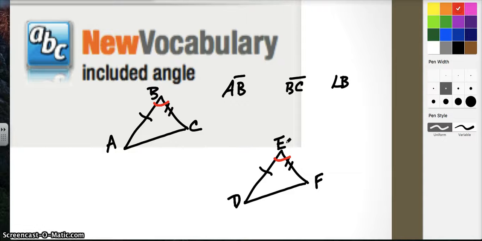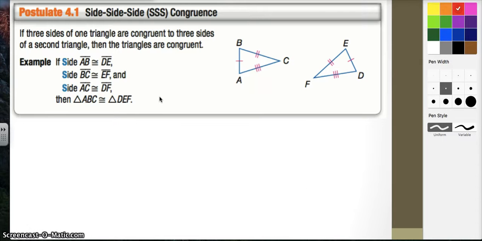And we're going to find out in this section that this is actually enough: having two sides being congruent and an included angle being congruent with one another. That's enough to prove that your two triangles are congruent. So here's our first postulate. Our first postulate is called side, side, side, forever abbreviated SSS.